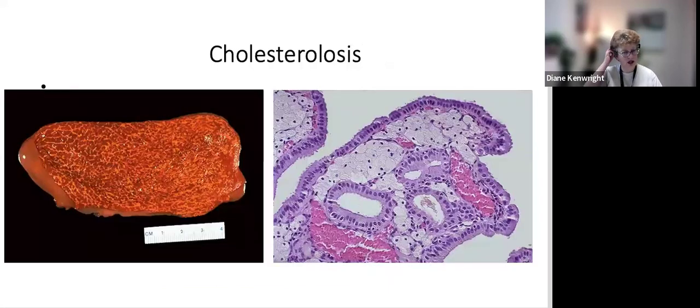I mentioned cholesterolosis earlier. This is cholesterolosis. This is where we get macrophages imbibing the excess cholesterol and forming these little foamy groups in the mucosa, and it gives this network pattern on the inside of the gallbladder.